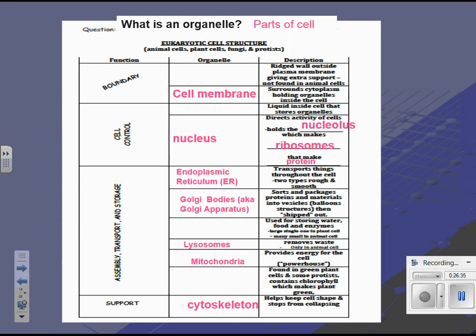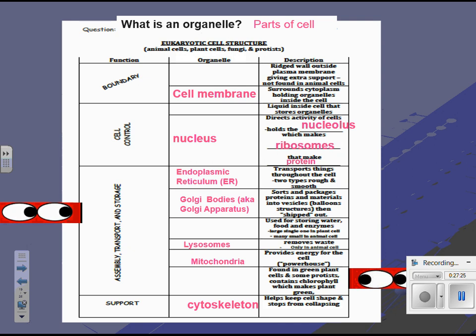Where should we be looking? Found in green plant cells, and it contains chlorophyll, which makes plants green. What I want you to highlight is green plant cells. Highlight the word chlorophyll. And in that box, I want you to write makes food.